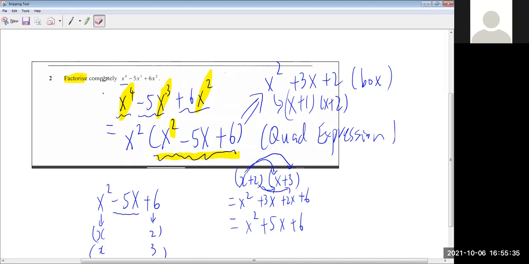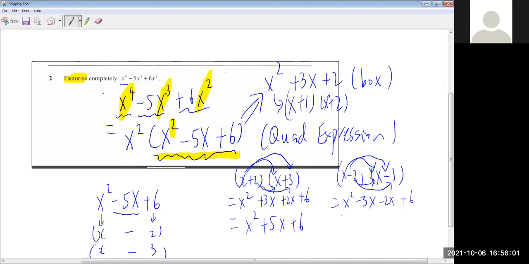Negative 2 times negative 3. So if you try this combination, which is here: x minus 2, x minus 3, and then you just do like what I did just now. Minus 3x after that, second arrow, and then minus 2x for the first arrow, and of course here, minus 2 times minus 3 is plus 6. So you will end up with x squared minus 5x plus 6. So this is the combination.